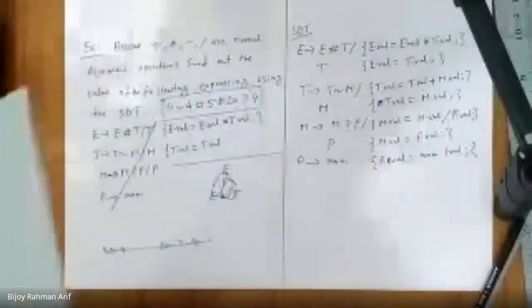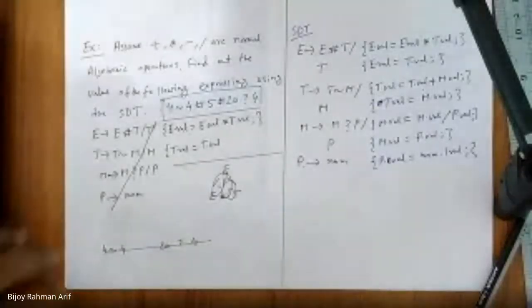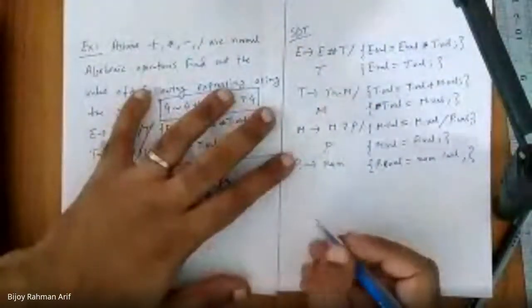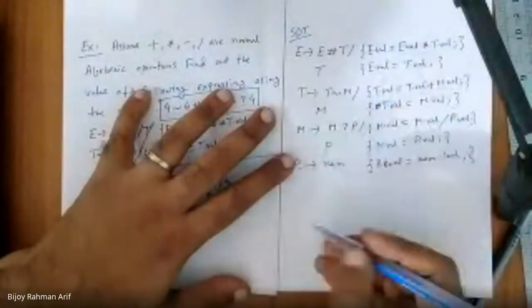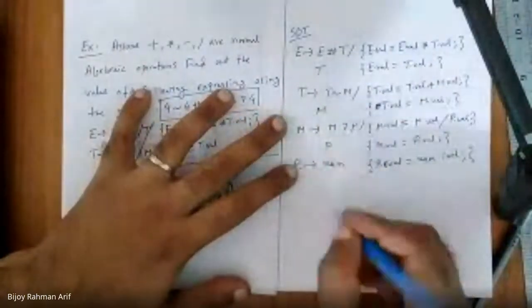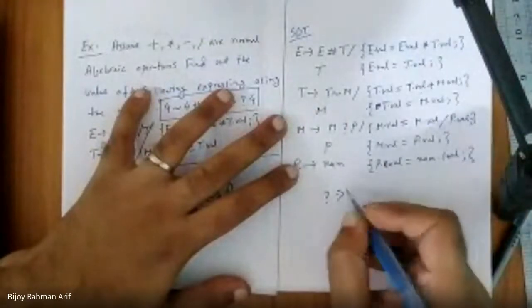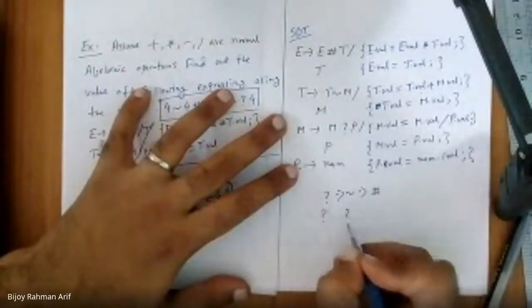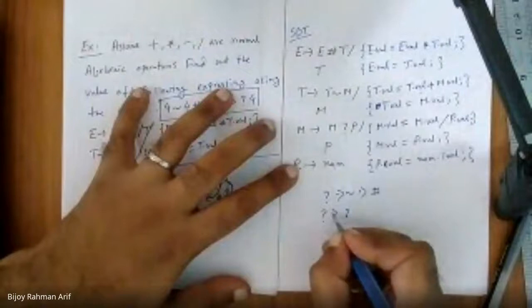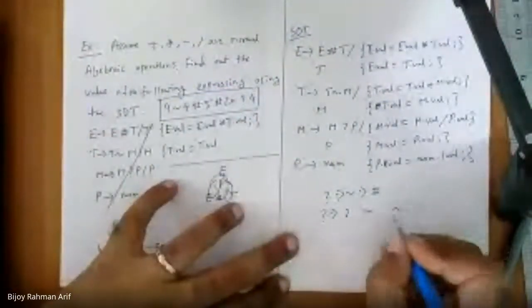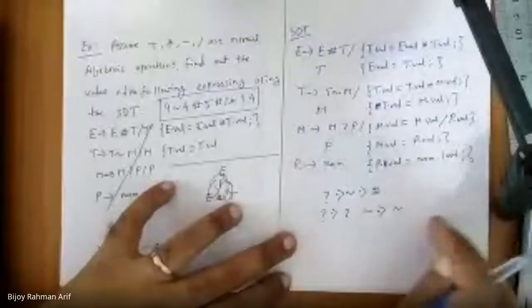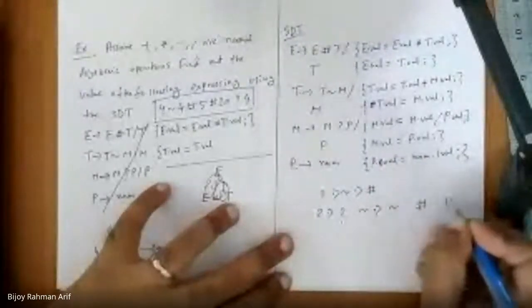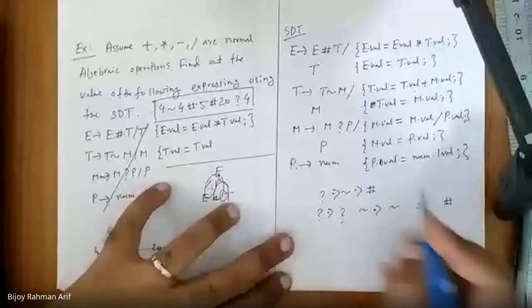But there is some simpler way. There is a shortcut. What is the shortcut? Shortcut is like this. At first, find out the precedence and associativity. So what is the precedence of this? Question mark has higher precedence than wiggle, then higher precedence than hash. And question mark is actually left associative. So left one has higher precedence. Wiggle and wiggle, it is also left associative. And hash, this one is also left associative, so left has higher precedence.